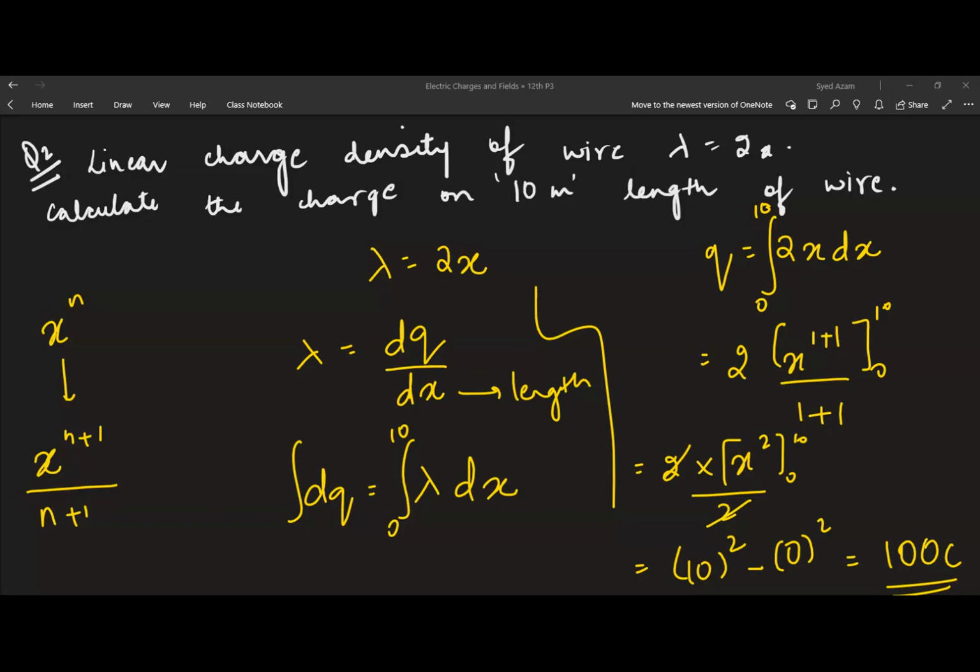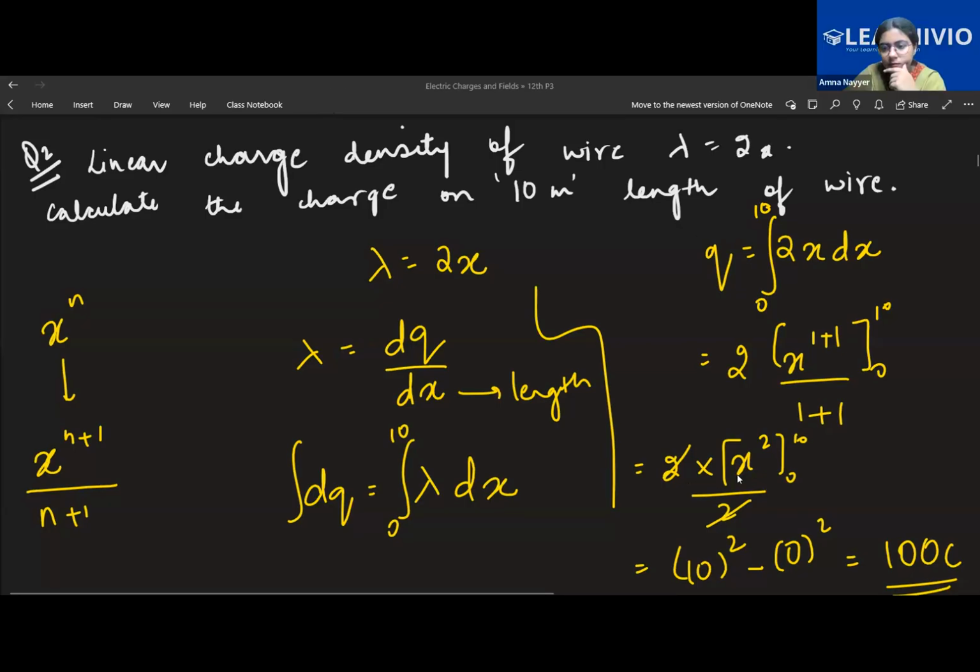Ma'am, yes, Aisha. Ma'am, I understood everything, but after the third step, after you integrated, then how did 2x come? This step? No, on top. This one. Oh, see, lambda's value is 2x. So lambda dx, I just put the value of lambda. So 2x dx. Oh, okay. Okay. Written?